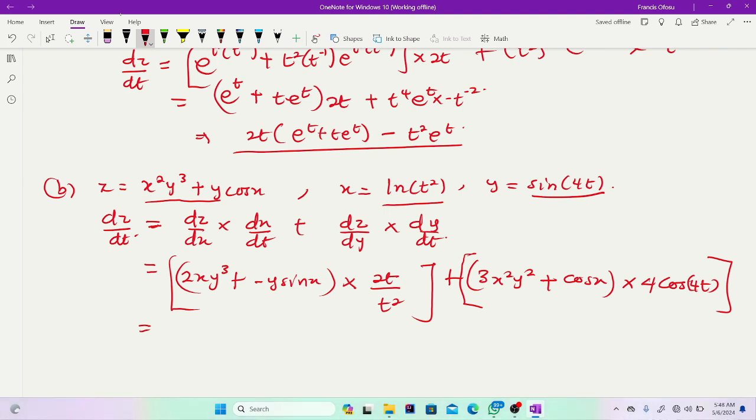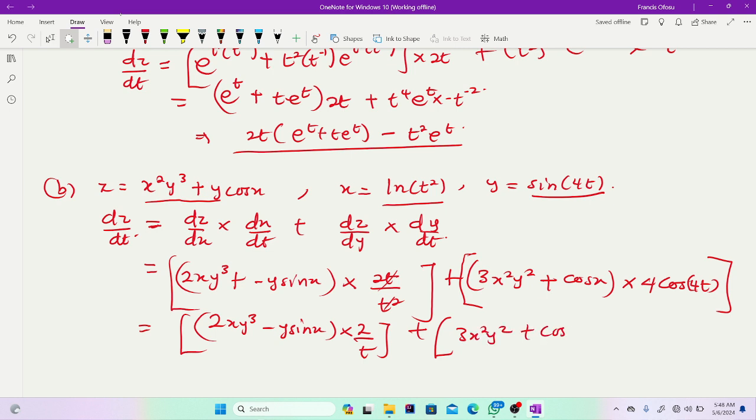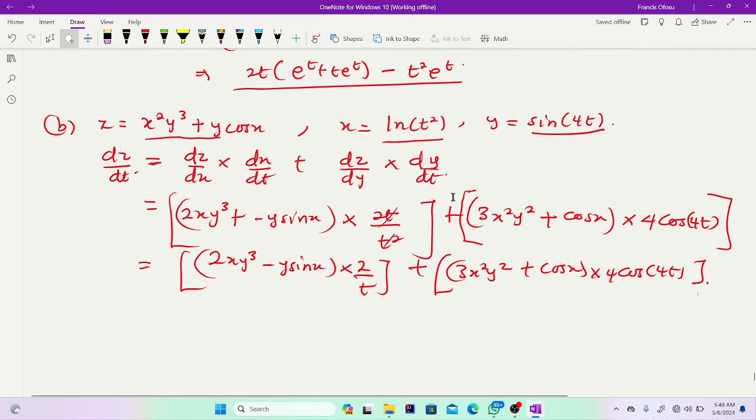Okay. So here you are going to have 2xy cubed minus y sine x, multiplied by, if you have this t can go into here 1, so 2 over t, plus 3x squared y squared cos x times 4 cos 4t. So with this, I simply make substitution directly, right? So I'll have the ∂z/∂t giving us, wherever I see x, I'll put what? Natural log of what? t squared. Whenever I see y, I'll put sine of what? 4t, because we've been asked to find the ∂z/∂t.